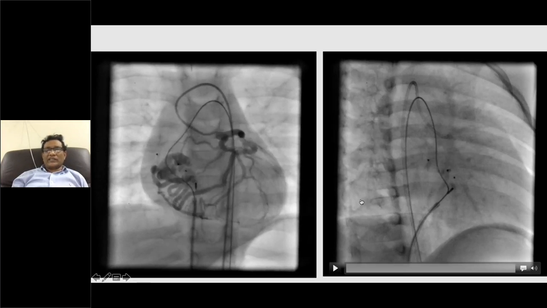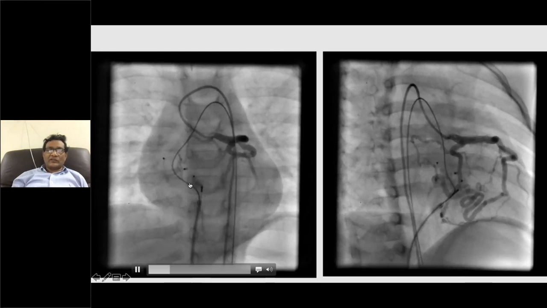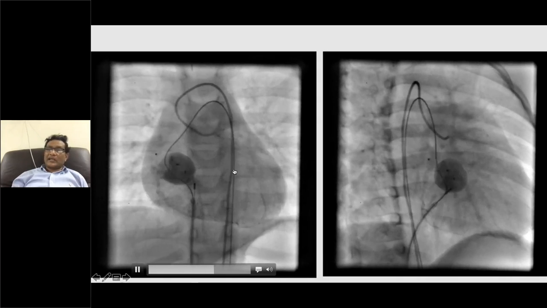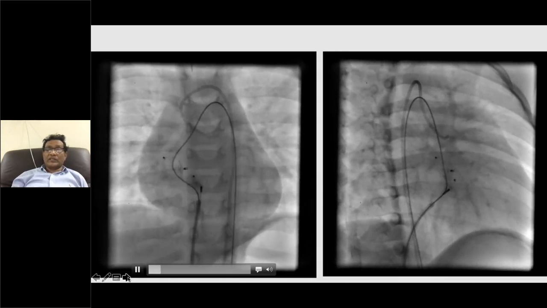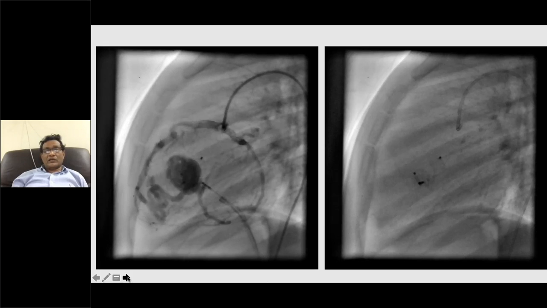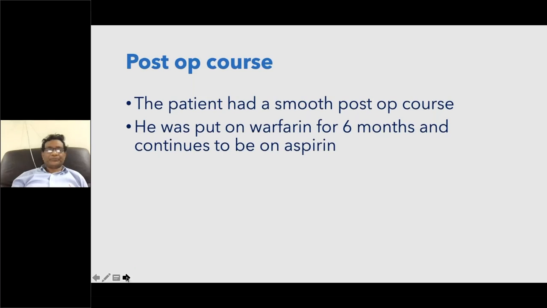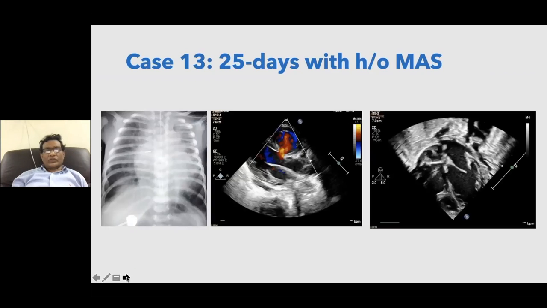So just showing you some of the interventions, how we can manage that. Now you can see both the right coronary artery and left coronary artery are filling, and the child is doing well. Complete occlusion of the fistula happened. So these are all echo.